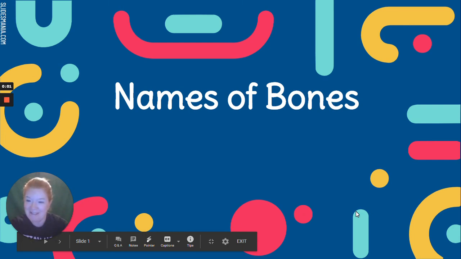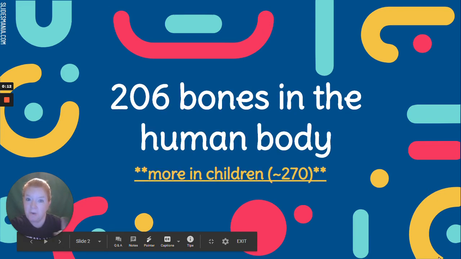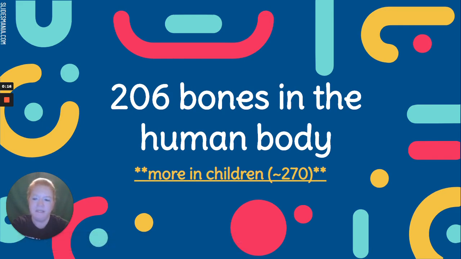It's time for an anatomy lesson, and this is exciting. We are starting the skeletal system, and we are starting with the names of the bones. There are 206 bones in the human body. There are more in children, around 270. Sometimes you'll see that number around 300. And the reason is their bones are not fully ossified, so they actually appear as separate bones.